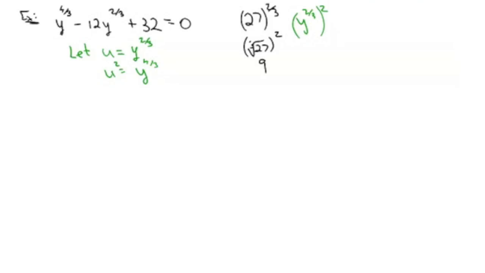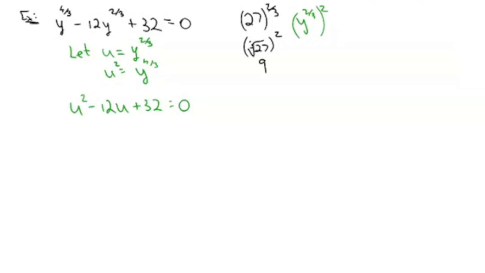Okay, so do your substitution. Y to the 4/3 becomes u squared. So you get u squared minus 12 times y to the 2/3 becomes u, so you get minus 12u. And then finally plus 32, and it's equal to 0. Now out of these two equations, which one would you rather look at? The second one. That's why the u substitution is nice. It takes something that's ugly and changes it into something that's a little bit, well, nicer.